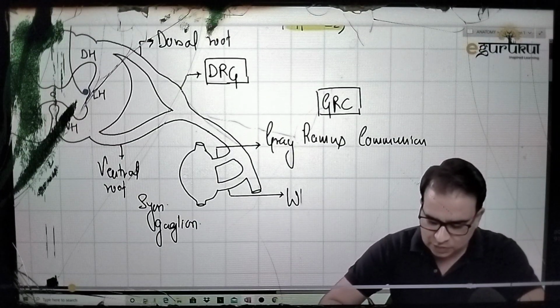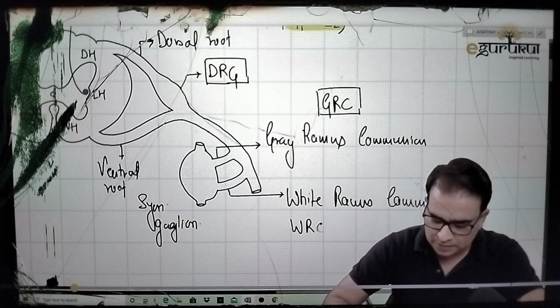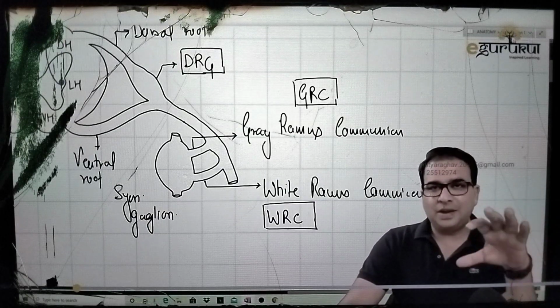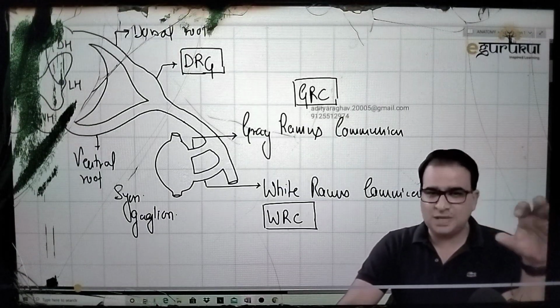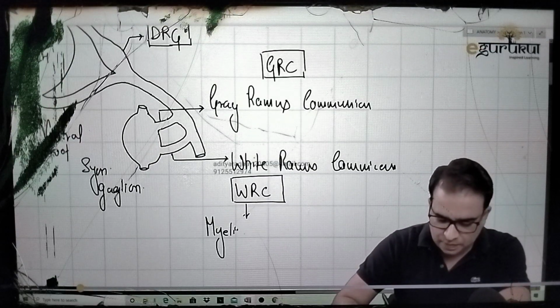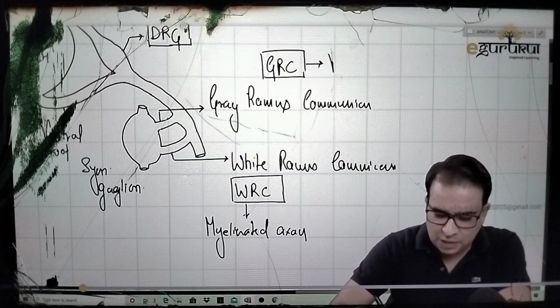And the one which is more distally placed is called the white ramus communicans. Let's call it WRC. Gray ramus communicans and white ramus communicans. Now the thing is, the names are given based on myelination and non-myelination. When you say white ramus communicans, this is the root which mainly has myelinated neurons. Myelinated axons are present there. And the gray ramus communicans is the one which has non-myelinated axons.